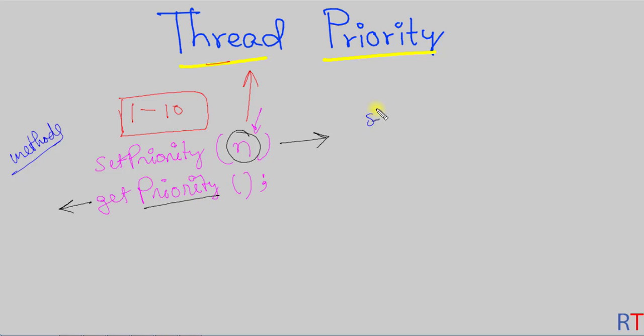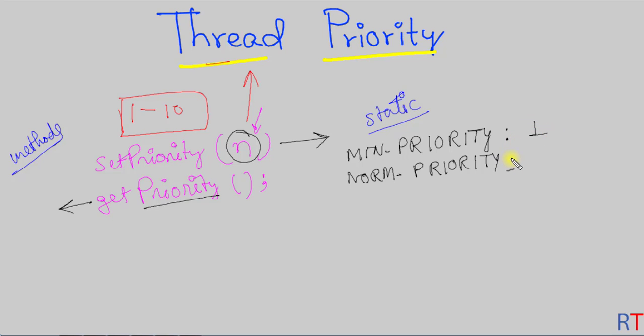Now we have a few static variables of the Thread class which can be used to assign priority to a thread. First we have MIN_PRIORITY. It will assign the minimum priority to a thread, and the value is 1. Next we have NORM_PRIORITY. This will set the priority of a thread to the number 5, which is the default priority of a thread. Next we have MAX_PRIORITY. This will set the priority of a thread to the number 10, which is the highest priority of the thread priority range.